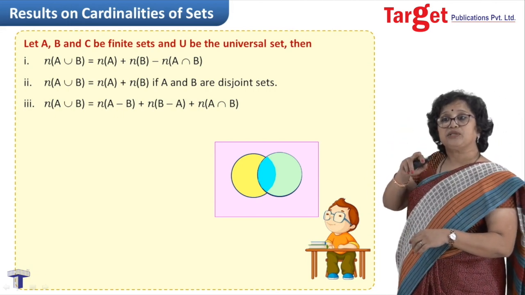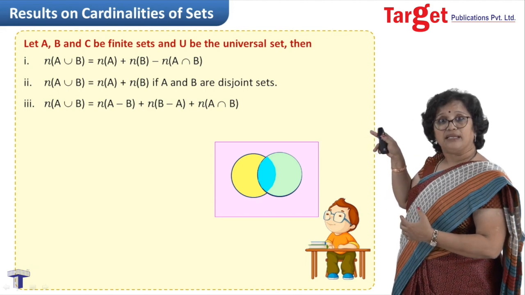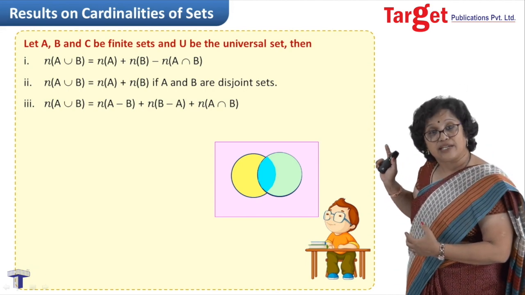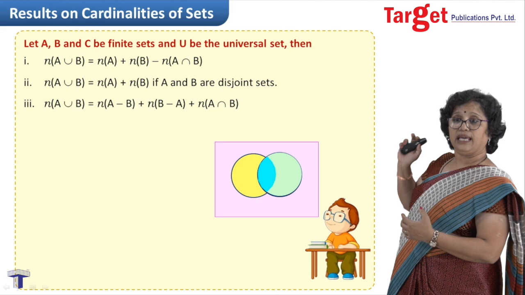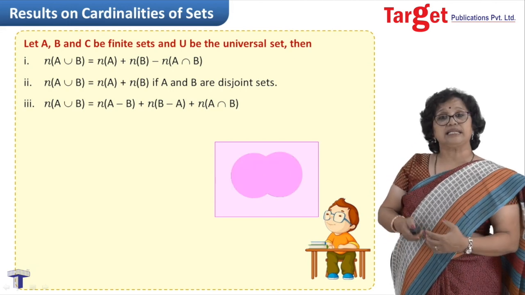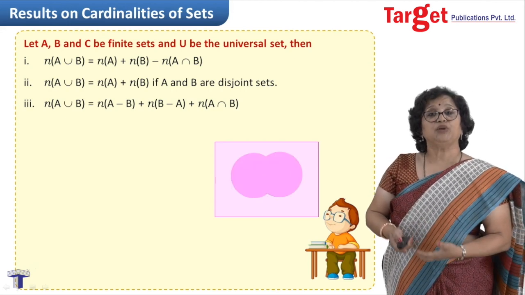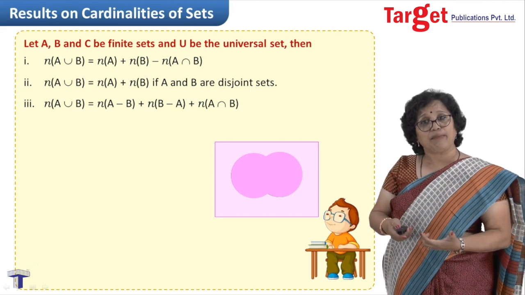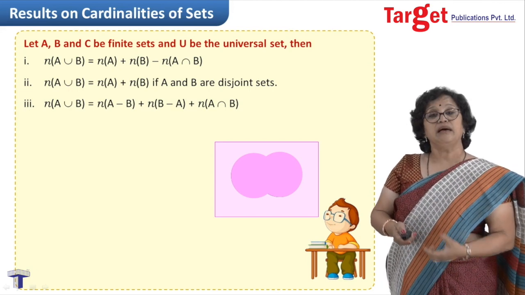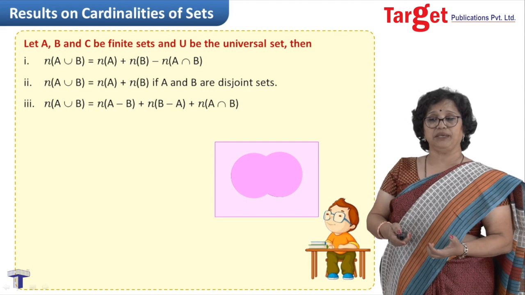So when you see those three parts, one is A minus B, then comes A intersection B, and then comes B minus A, and we realize that together it is nothing but A union B. So the number of A union B is the number of A minus B plus the number of B minus A plus the number of A intersection B.